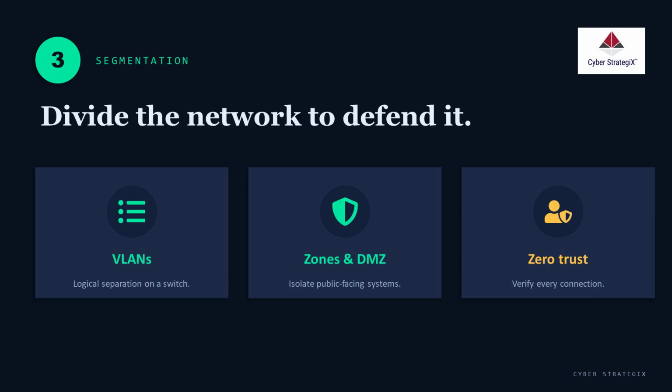Segmentation limits how far an attacker can move. VLANs logically separate traffic on the same physical switch. Security zones and a DMZ isolate public-facing servers from your internal network. And zero-trust architecture takes it furthest. Every connection is verified, with no implicit trust just because something is inside the network. Micro-segmentation applies this down to individual workloads.